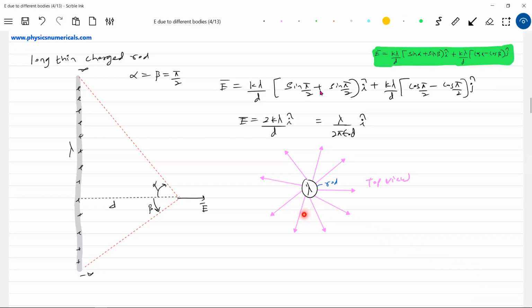This is very important. I'll draw a line parallel to the rod. What will be the field strength at all points on that line? It will be equal to lambda by 2 pi epsilon naught d. Able to get this? You get so many numericals based on this, the lines of force. It means you should know how the field is due to a long rod.